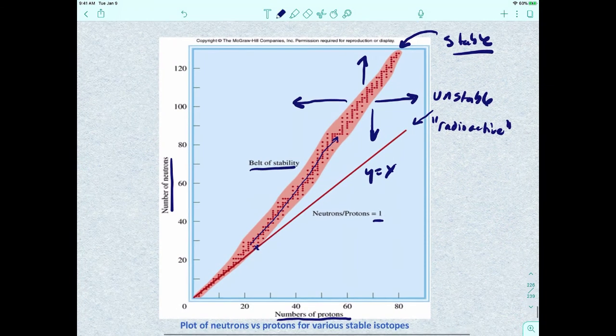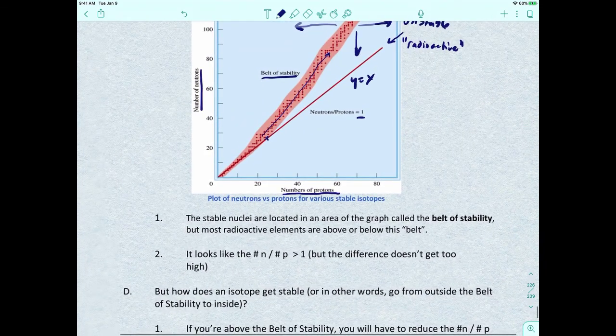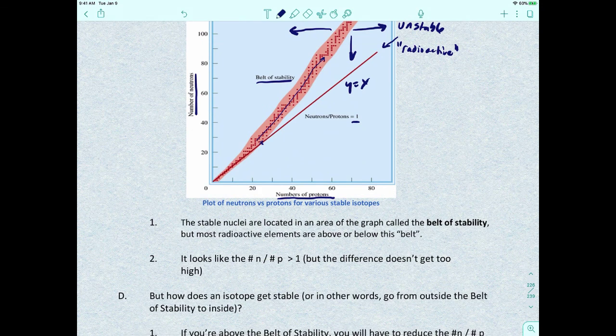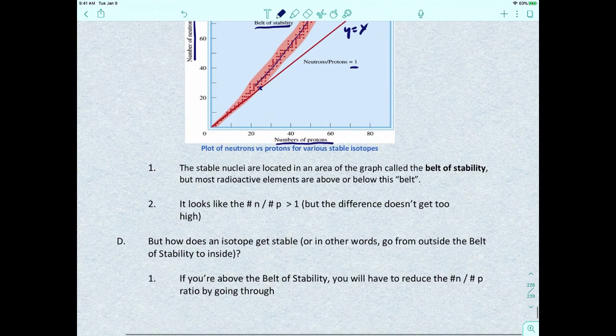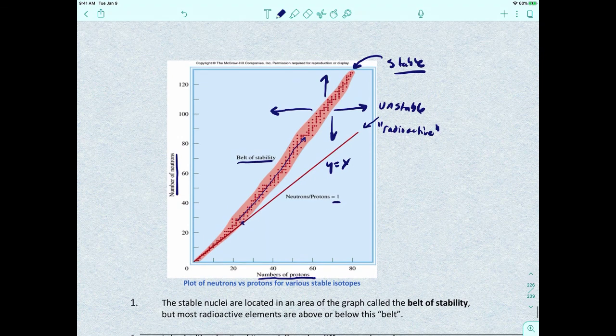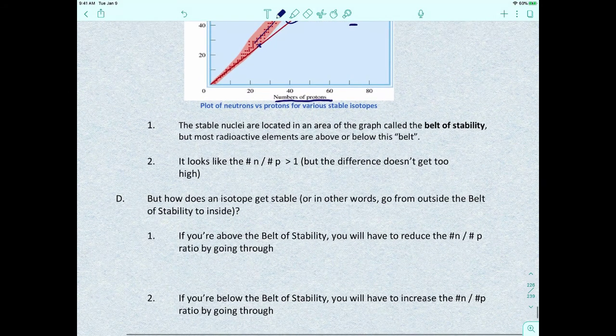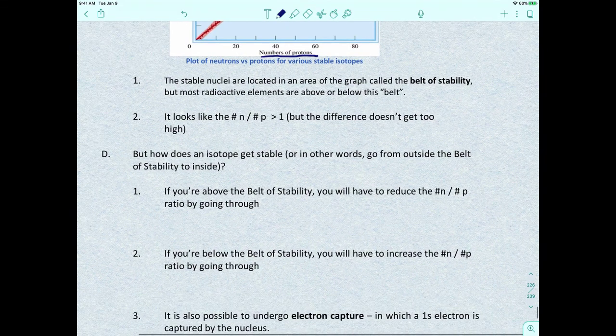Okay, so the stable isotopes are located in this area of the graph called the belt of stability. Most radioactive isotopes are above or below this belt. And it looks like the number of neutrons divided by the number of protons is greater than 1, but the difference doesn't get too high. So even though it's veering off of this red line, it's not veering off terribly. So it's still pretty close to that ratio of just being a little bit above 1.